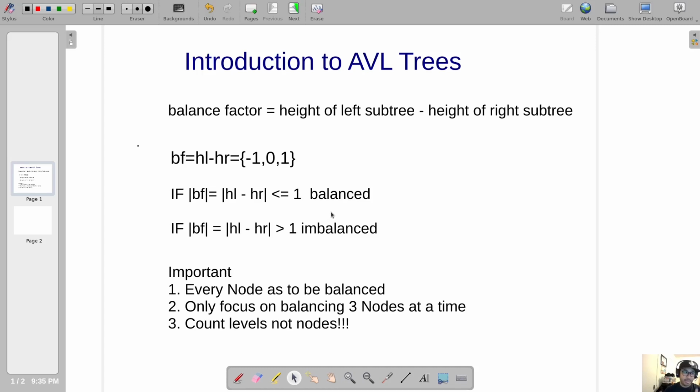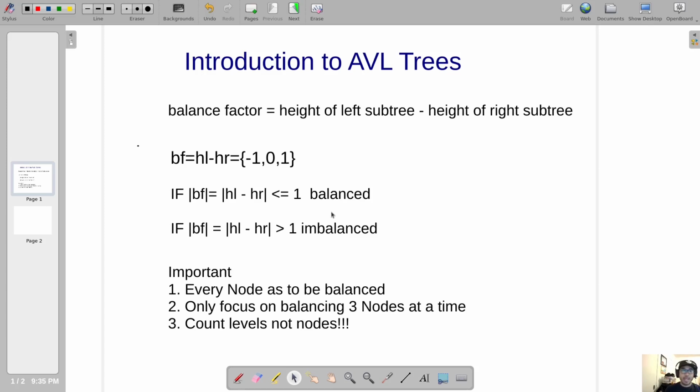All right? Let me repeat myself again. If the absolute value of the height of the left subtree minus the height of the right subtree is less than or equal to 1, the tree is balanced. Now, if the absolute value of the height of the left tree minus the height of the right tree is greater than 1, the tree is imbalanced.